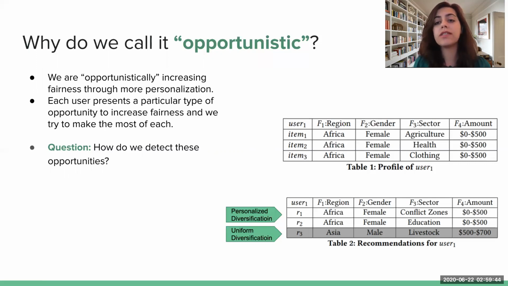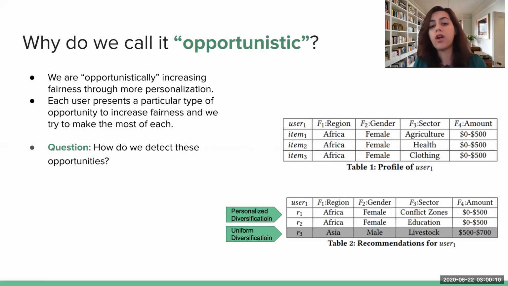For the sake of this example, assume loans from education and conflict zones are historically underfunded in Kenya. So these loans in these sectors are identified as protected. Now consider the recommendation results in table 2. The first two recommendations, R1 and R2, increase fairness across only the sector feature by promoting items from underfunded sectors while honoring the user's preference to lend money to Kenyan women.